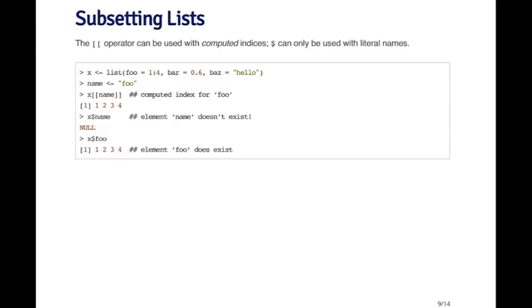So if I compute the index that I want to use, then I have to use the double bracket operator. If I use the $, then it's going to literally look for an element of the list that has the word name associated with it, and that of course doesn't exist in this list. So to use the $, I need to use a literal symbol.